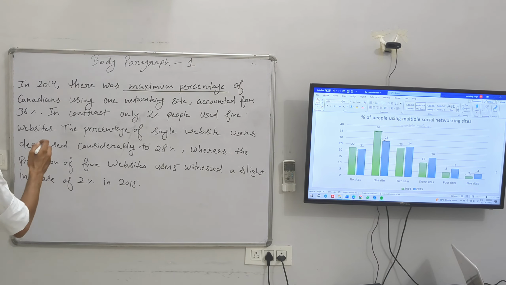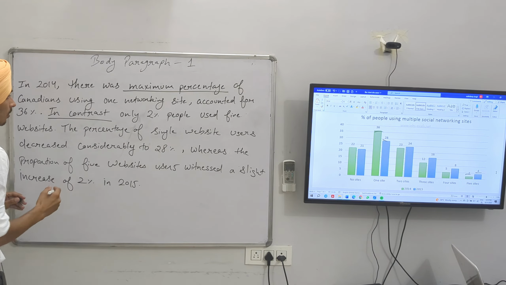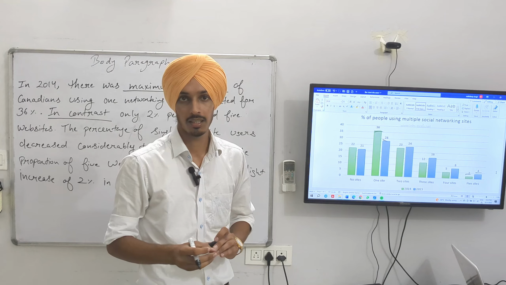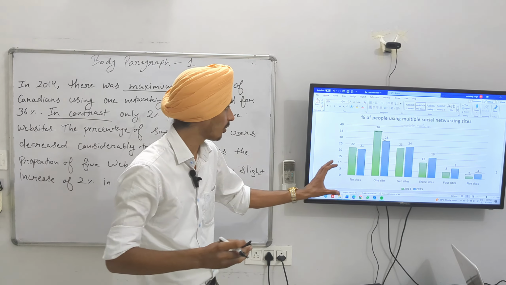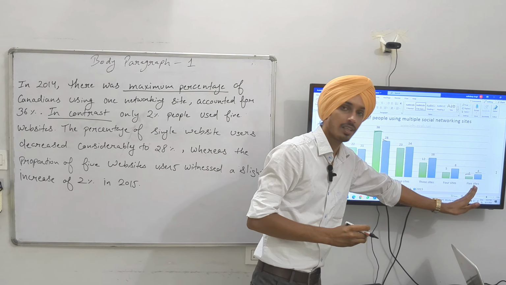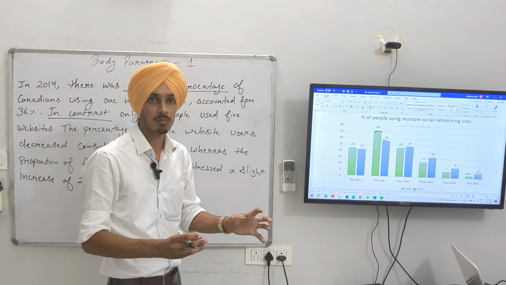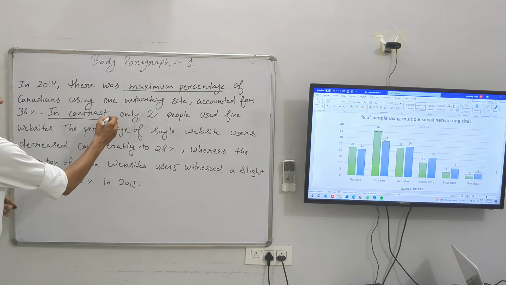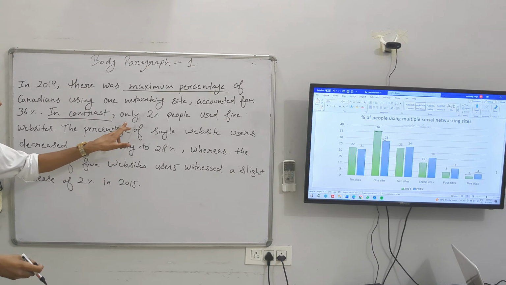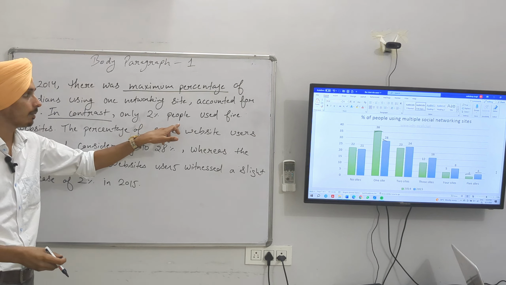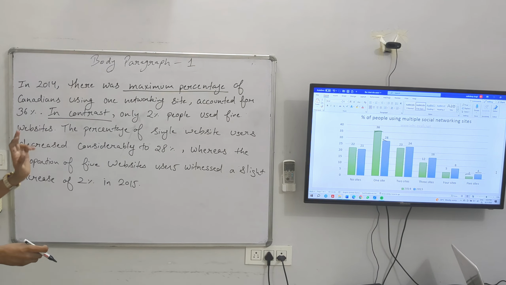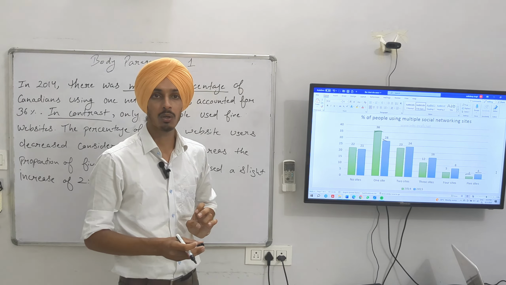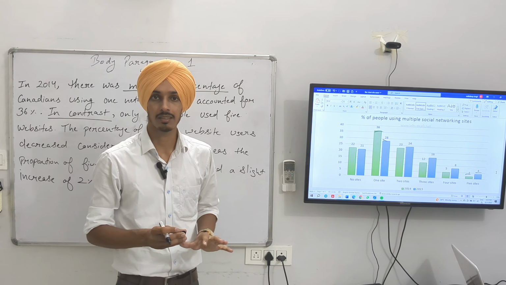In contrast, we use the words in contrast to compare something very important. So I have used this because I'm going to compare this with this. This is a great comparison of maximum and minimum information. So I have written in contrast here, comma, only 2% of people used 5 websites. There were only 2% of people who were using 5 networking sites.